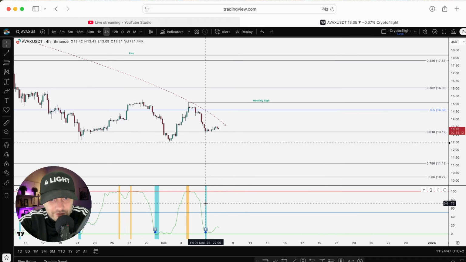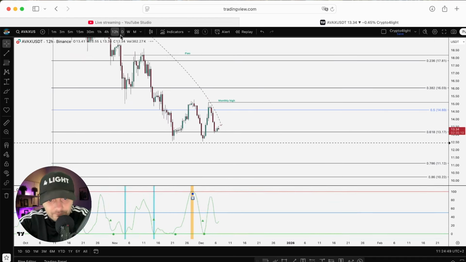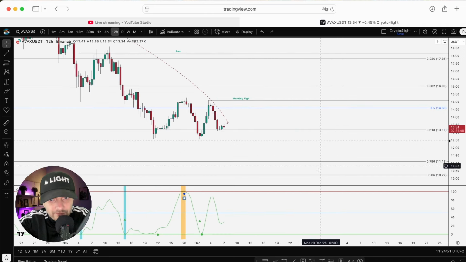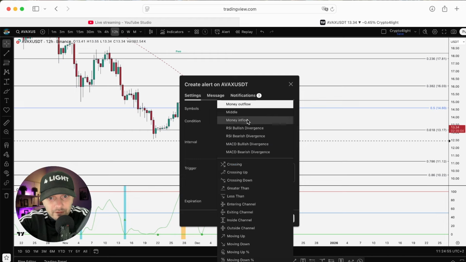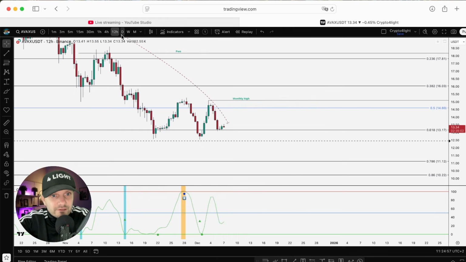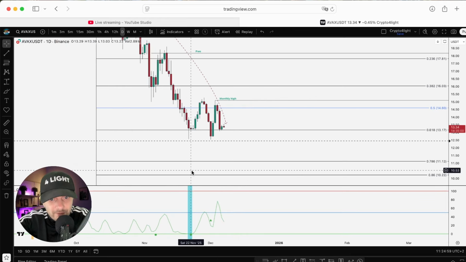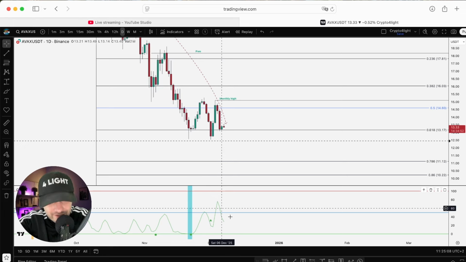Some money inflow is here, not a big one. On the 12 time frame, no money inflow. That's why let's add an alert to the money inflow, on the 12 time frame at least. Daily also, some money inflow is here, 21, 22 November. And bullish RSI, bullish MACD divergence, bullish RSI divergence.